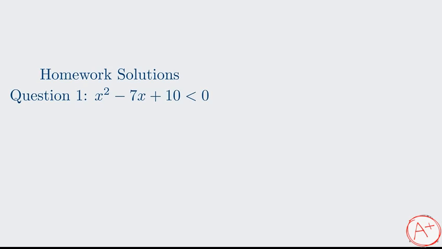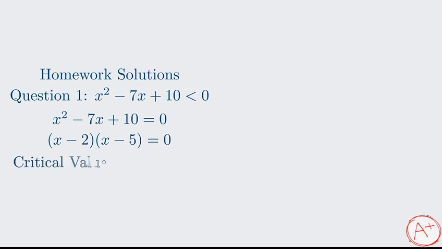Let us go through the steps for the first practice question. Step 1. Find the critical values by factorizing the quadratic. x squared minus 7x plus 10 equals 0. Factors to (x minus 2)(x minus 5) equals 0. This gives us x equals 2 and x equals 5.